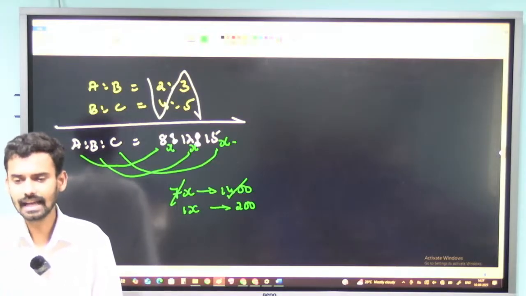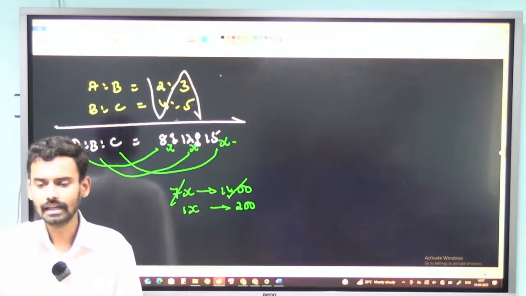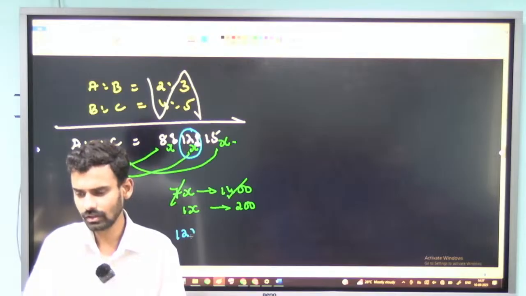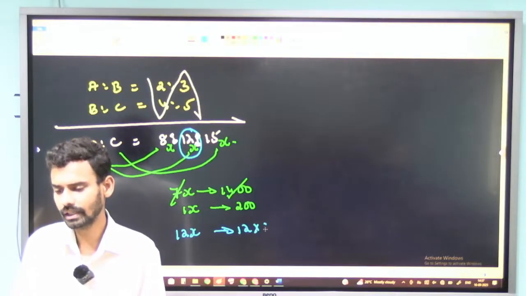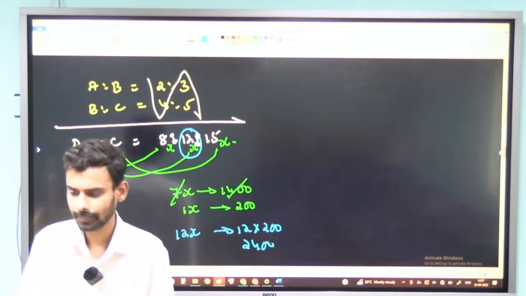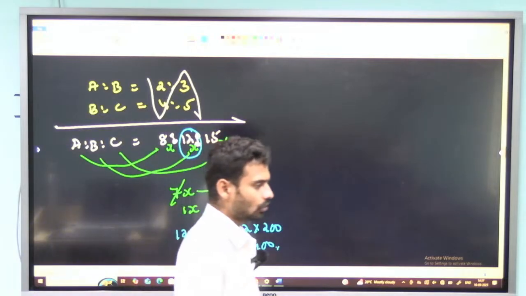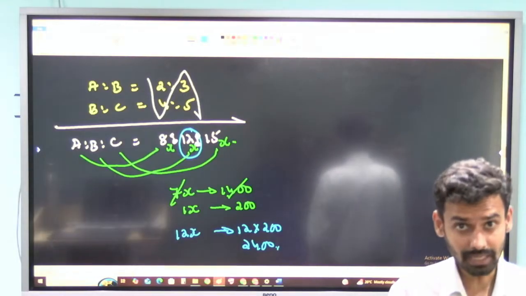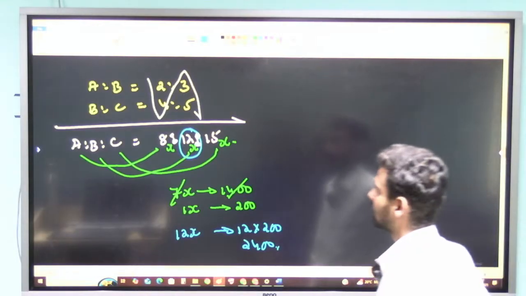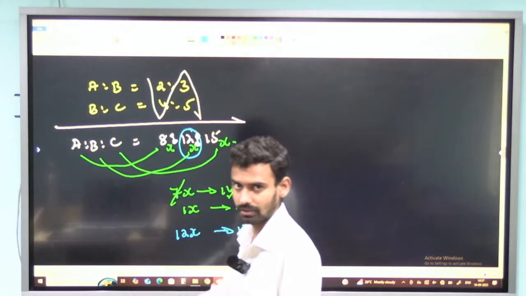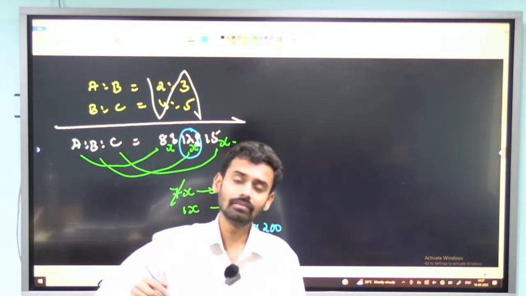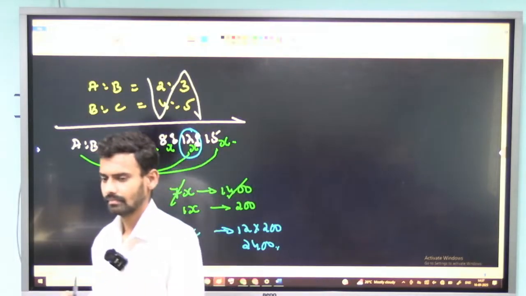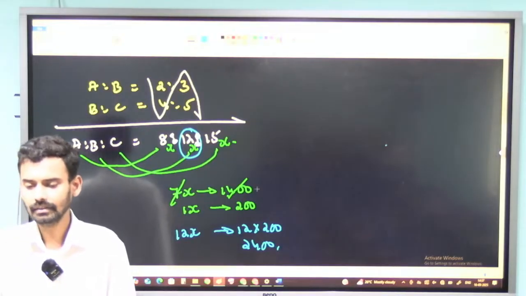Now, the question is asking for the income of B, and according to the ratio, it is 12x. So, the 12x value will be equal to 12 into 200, which is 2400. If we observe this in the ratio method, by merging the ratios, we can directly compare A's and C's income. But without merging, we can't compare because the B value is not the same in both ratios. If it was already the same, then even without merging I could directly compare, but now I can't do that. Hope till here it is clear.